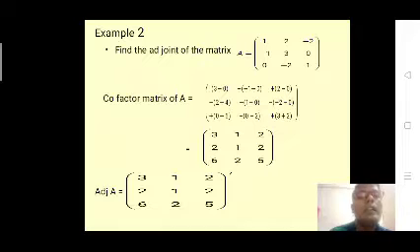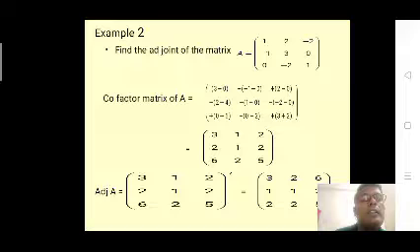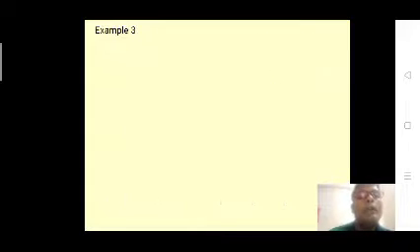Now we write the adjoint of A. How to write the adjoint of A? Just we write the cofactor matrix transpose. We write here, what is the value? [3 2 6; 1 1 2; 2 2 5].